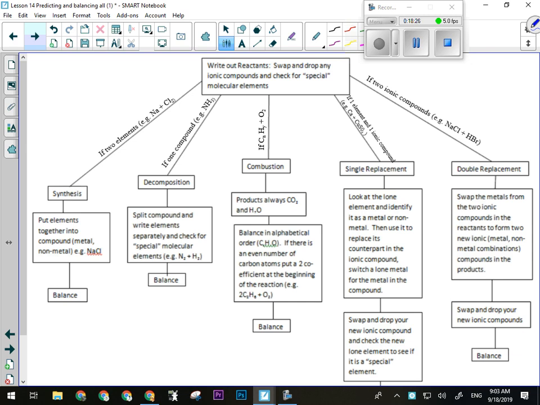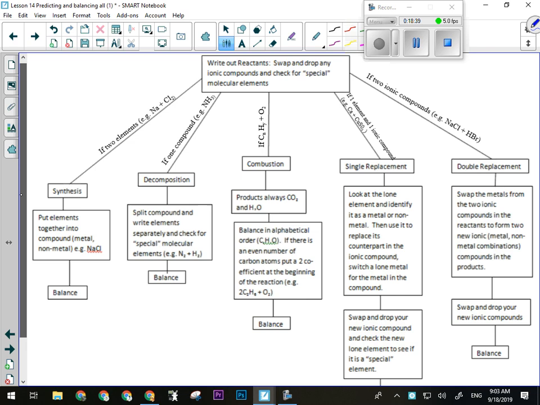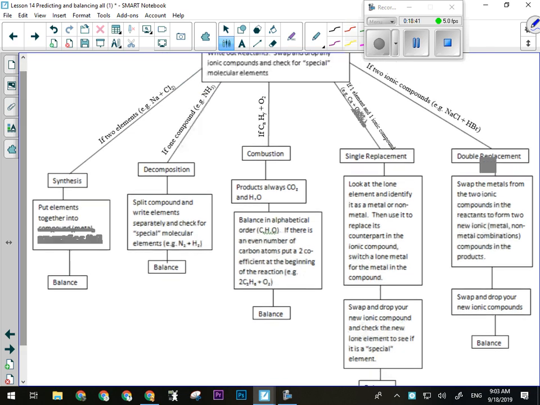If it's an element and an ionic compound, it's single replacement. Look at the lone element, identify if it's a metal or nonmetal, then use it to replace its counterpart in the ionic compound. Swap and drop your new ionic compound, check for any special elements, and then balance. Like I said, single replacement is the most to do. In a double replacement reaction, it would be 2 ionics. Swap the metals, swap and drop your new ionic compounds, and balance. That's all the stuff we've done already.